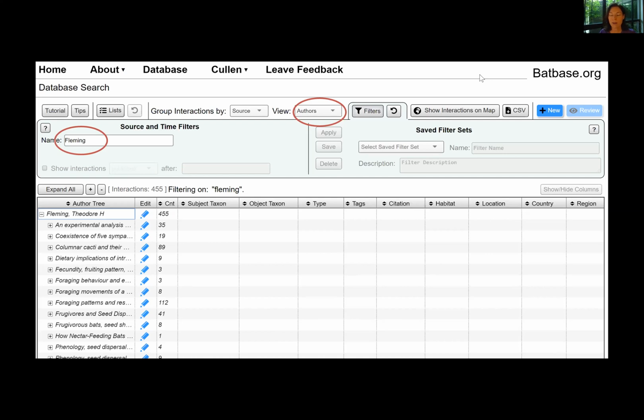And you can see there are 455 interactions associated, whether Ted was the first author, second author, or fifth author of an article. We can find all of those interactions. And again, we could look at this on a map, and you can see listed below the titles of all the different papers or books that these interactions were taken from.